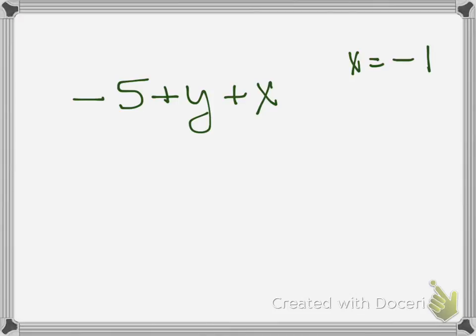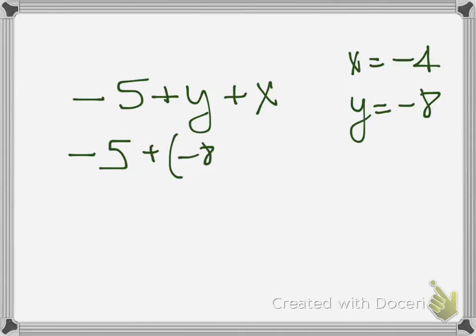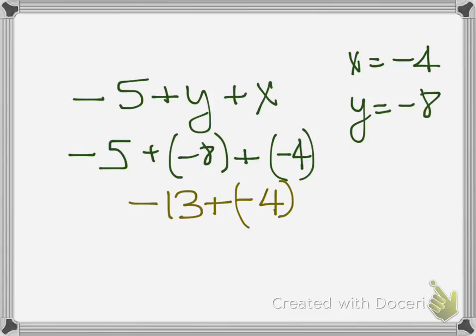All right. Number 3 says -5 plus y plus x when x is, and I'm changing this number, and y is something else. So I'm going to plug in all these numbers now. The -5 stays the same, plus a -8, plus a -4. So now I just have to solve it. -5 plus a -8, same signs, add and keep. You can bring the rest of that down. This is still same signs, add and keep, so that's going to be -17.